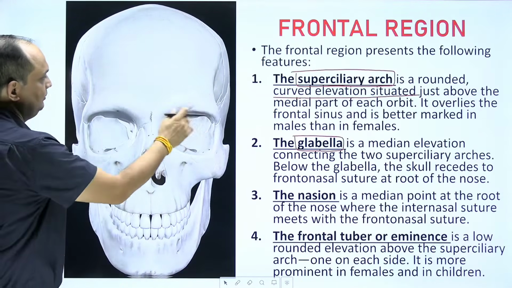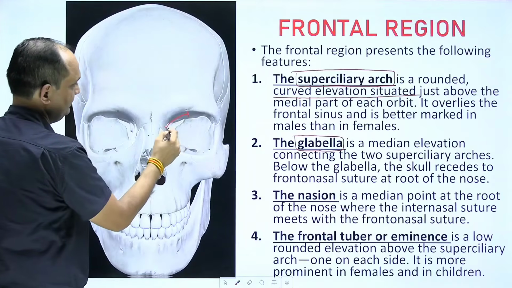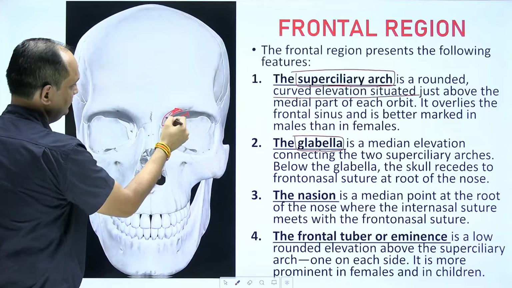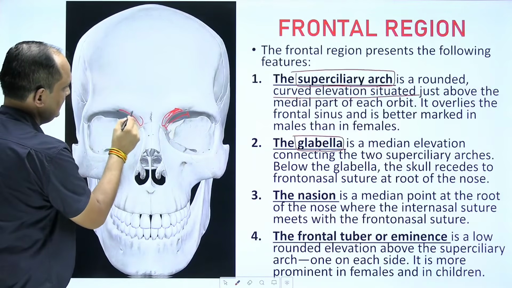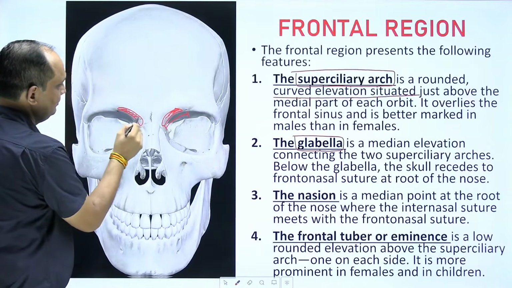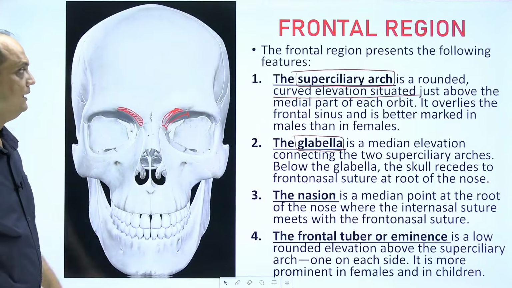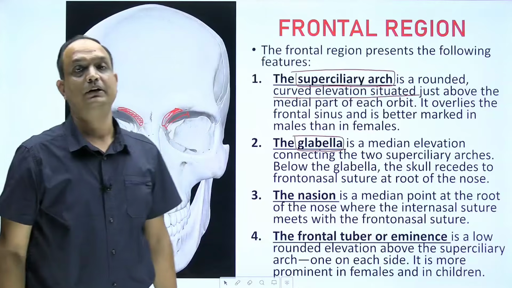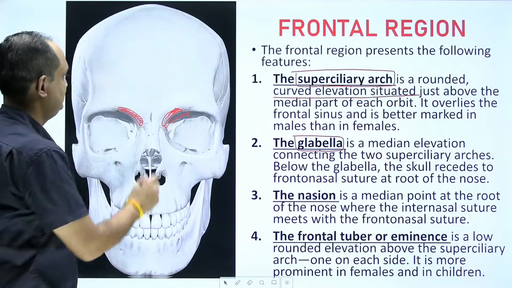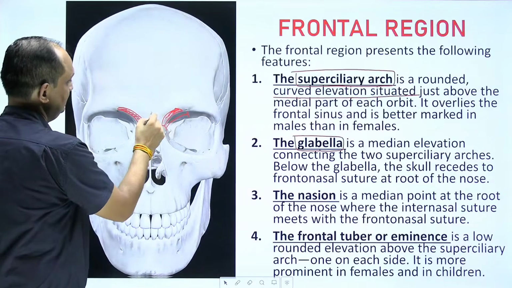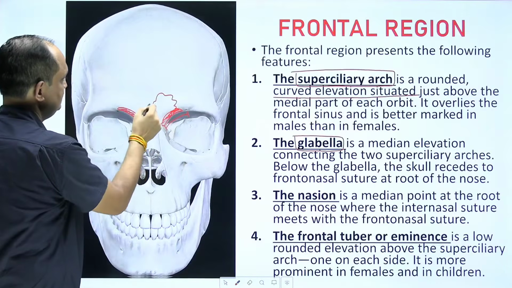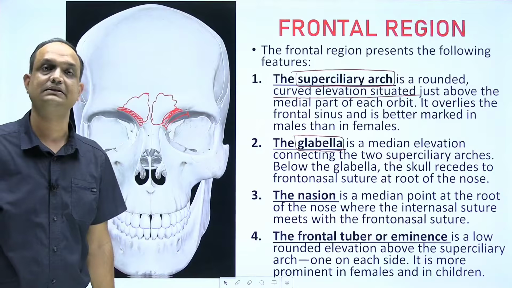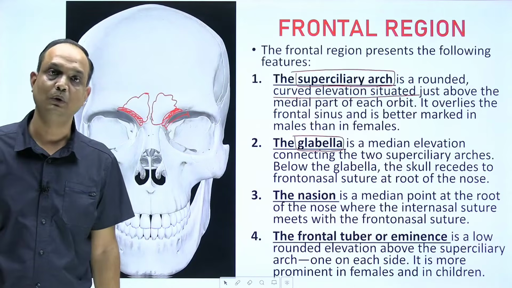Now when you will see the orbit, this is the medial part of the orbit, and above this medial part these areas are known as superciliary arches on the Norma Frontalis. Clear? Now it overlies the frontal sinus and they are more prominent in the males. What does it mean? That if you will open this part, you will find the air spaces in both the sides, and these air spaces are known as frontal sinuses, which lie inside the frontal bone.